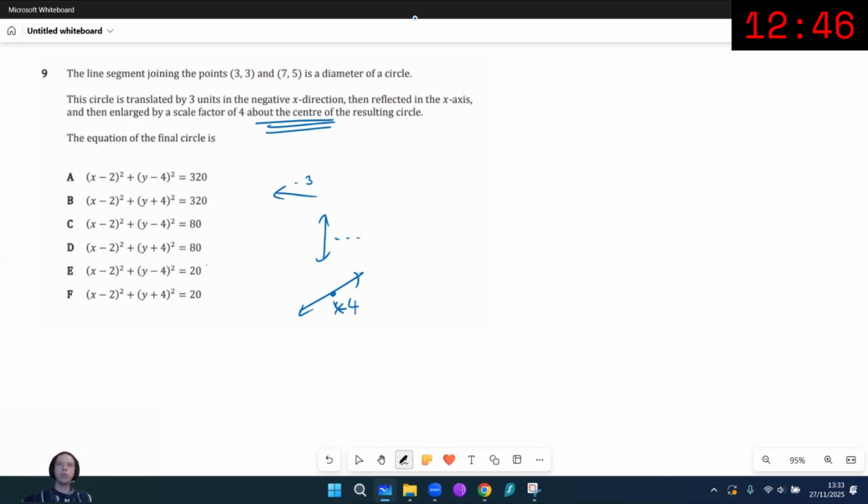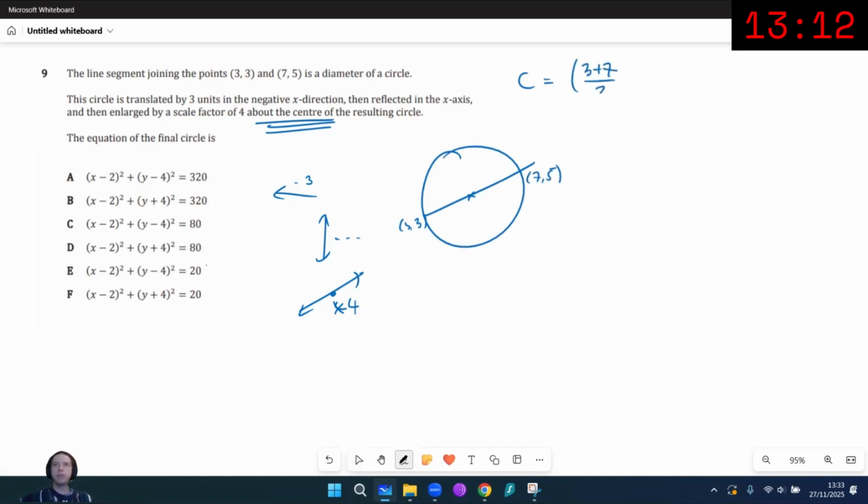Okay, so let's go straight for it. What is the original center, call it C? It will be the average of these 2 points, the midpoint of the 2 points given, because it's a diameter, so the center is right in the middle: (3, 3) and (7, 5). So it's (3 plus 7) over 2, (3 plus 5) over 2, which is 10 over 2, 8 over 2, so (5, 4). And then the radius equals just half the distance, half the diameter.